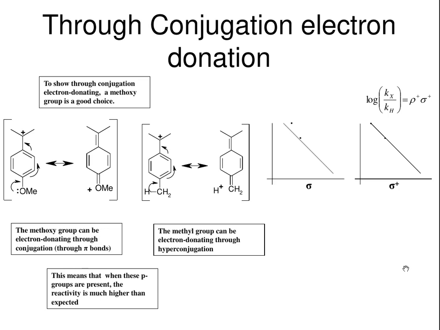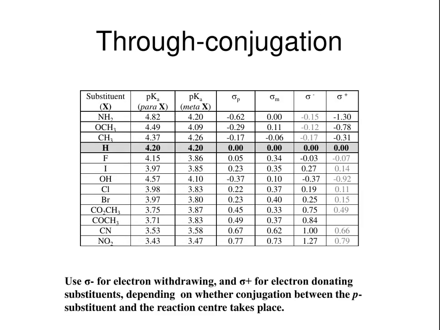Please note that we interpret the graphs in exactly the same manner. So if it has a negative slope, then we know that electron donating groups accelerate the reaction and electron withdrawing groups slow it down, and it's because there's movement of electrons away from the probe, away from the aromatic system, and so forth.